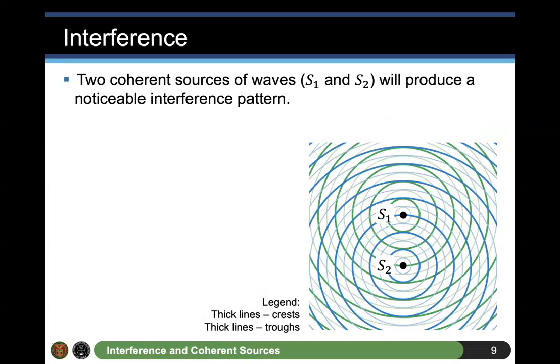Now, let's see. Ano ba nangyayari kapag we have two coherent sources of waves? Say S1 and S2. So si S1, siya yung source of green waves here in this figure. And si S2, siya naman yung source ng blue waves. Okay? Of course, merong noticeable interference pattern. Medyo maganda yung pattern, like pretty pattern. Okay? But let's analyze more.